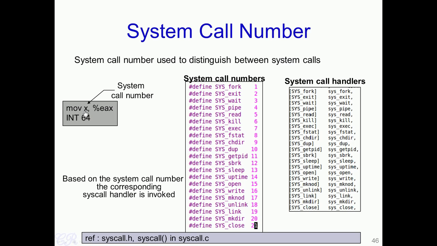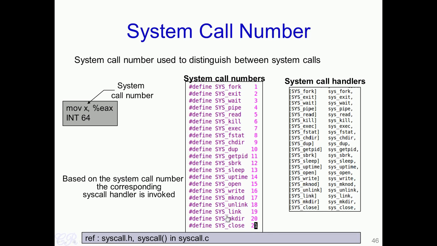system call was invoked. For example, in xv6, if we look up these particular header files, we would see the various system call numbers defined. For example, over here we have each system call given a specific number. For example, sys_fork given 1, sys_exit given 2, and so on.